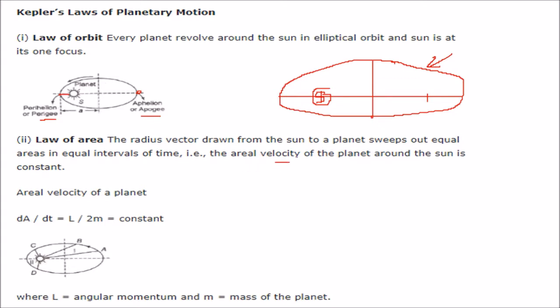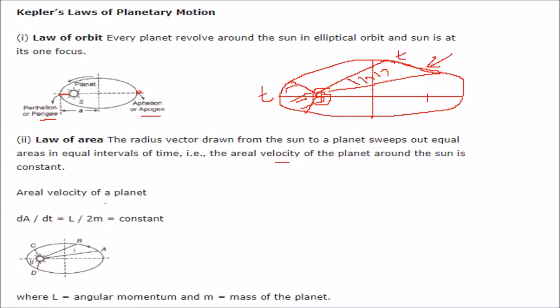Means if at time t it moves from this point to this point, this is the area. Okay, so the radius vector drawn from the sun to a planet sweeps equal areas. If for the same time t, this is the area, then these two have to be equal. This is the law of area.